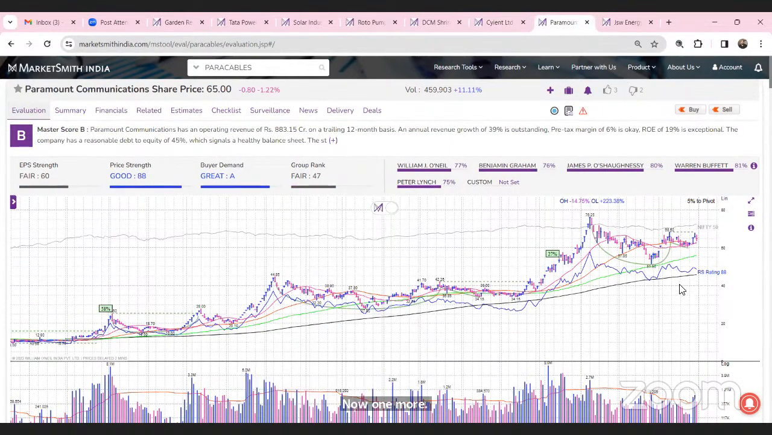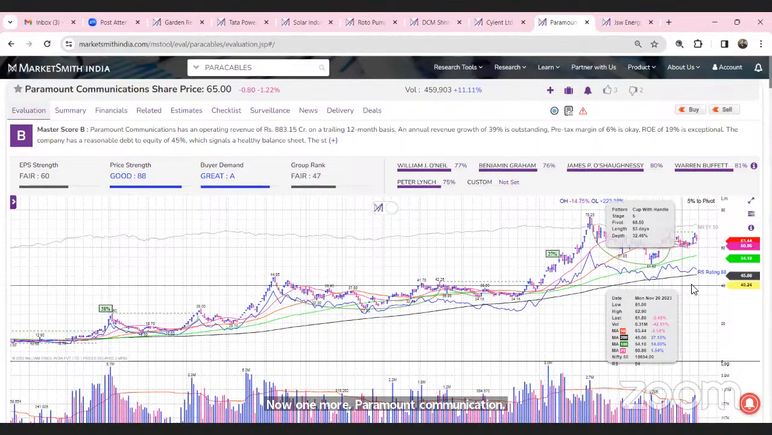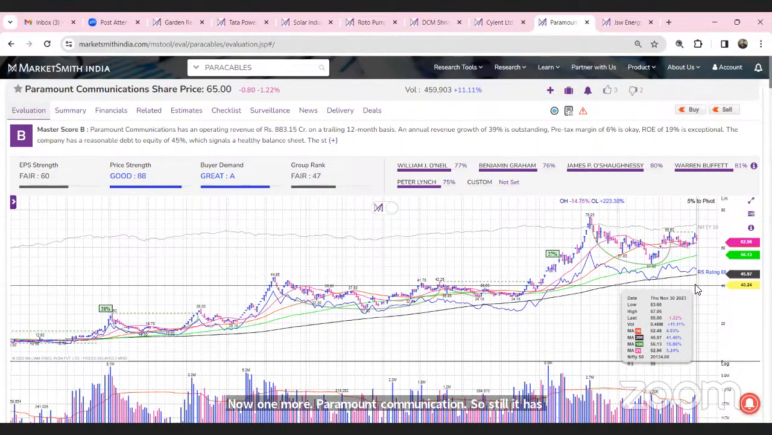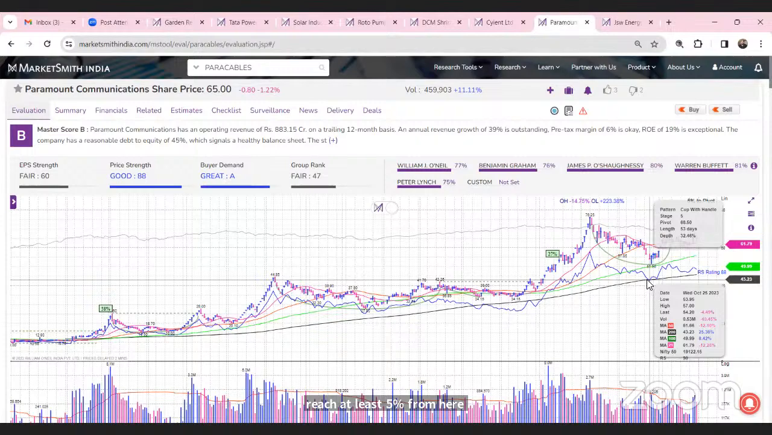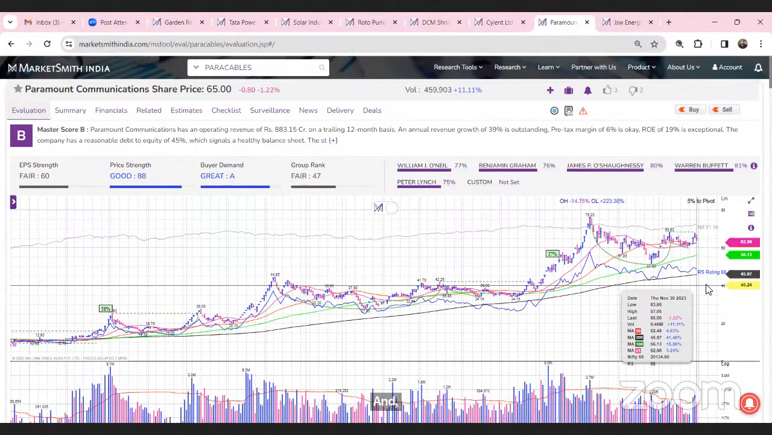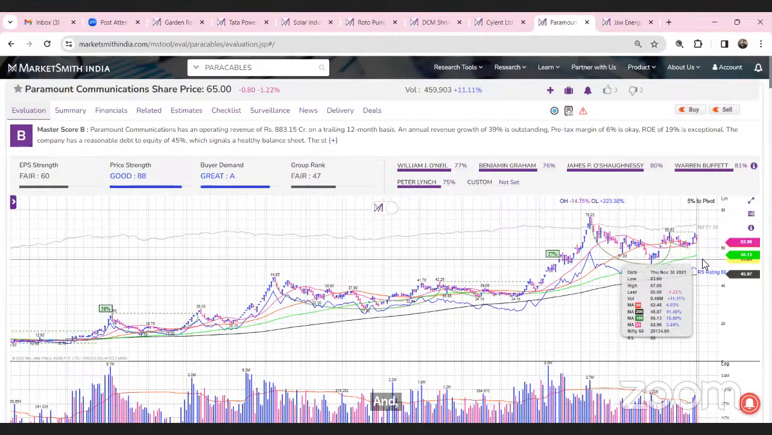So still it has not given the breakout, and I think it has to rise at least 5% from here. The breakout is placed at 68.50. So once the stock is trying to reclaim the price of 69 or 70, then you can enter this particular stock.